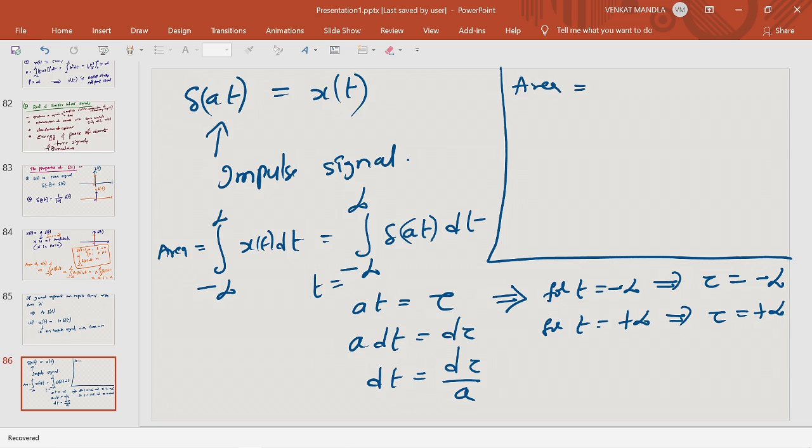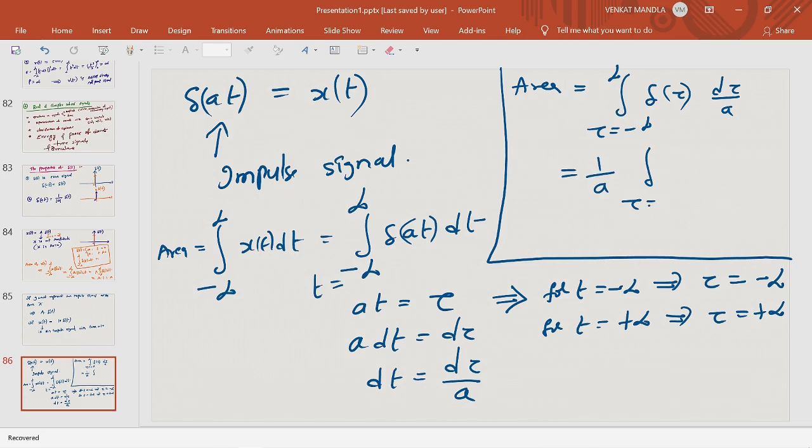The area equals the integral of tau from minus infinity to plus infinity of del of tau, with dt being d tau by a, so 1 by a times the integral from minus infinity to plus infinity of del of tau d tau. This value is 1. Tau is just a dummy variable; you can replace tau with t, del of t dt. So the area under the curve del of t is 1, and you got the area as 1 by a.